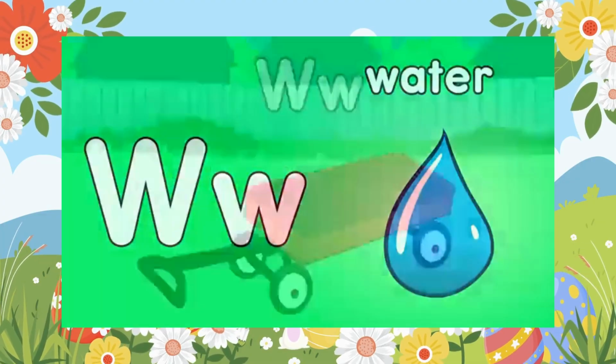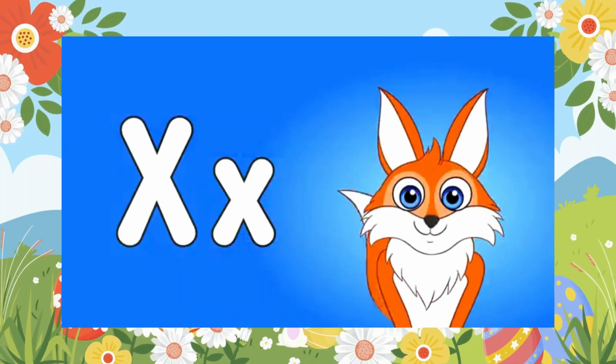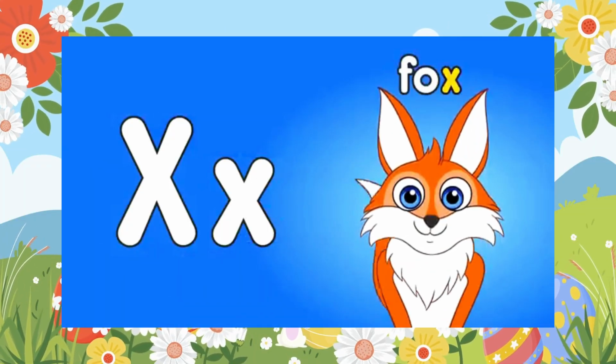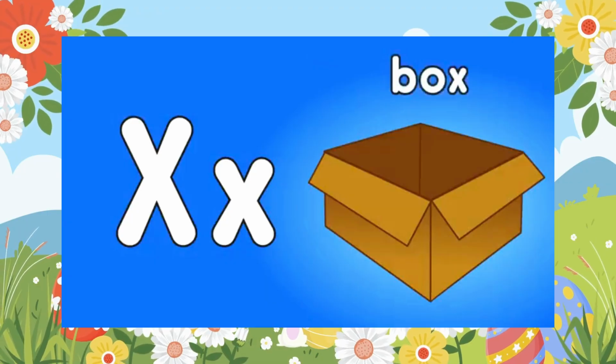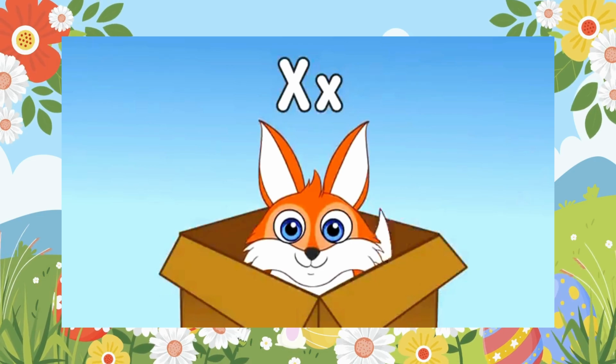V is for vegetables. W is for wagon. W is for water.